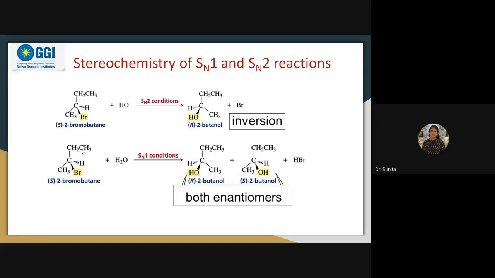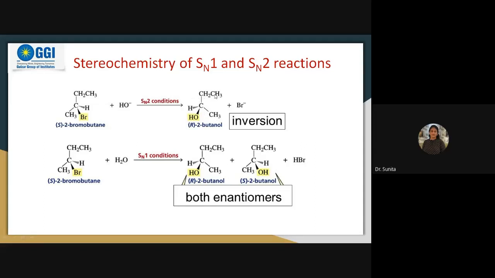Similarly, you can see the SN1 reactions. Again, it is the structure of S-2-bromobutane. In the above example, inversion has taken place. Now check the priority orders. Here is the OH group, and this carbon is the chiral carbon. Oxygen has a higher atomic number compared to carbon and hydrogen, so the first priority is OH, the second goes to this group, and the third goes to this one.